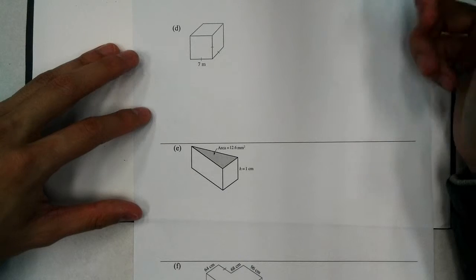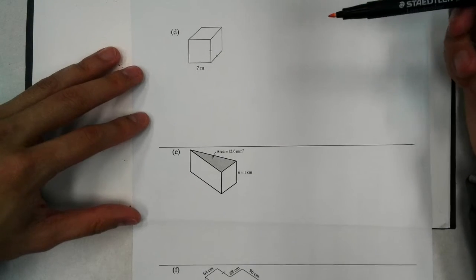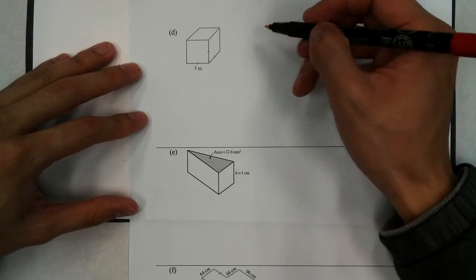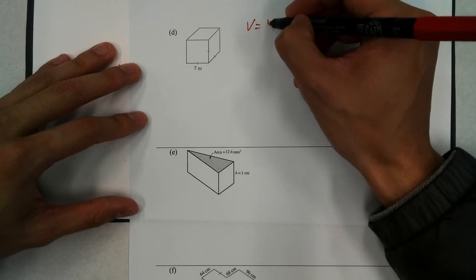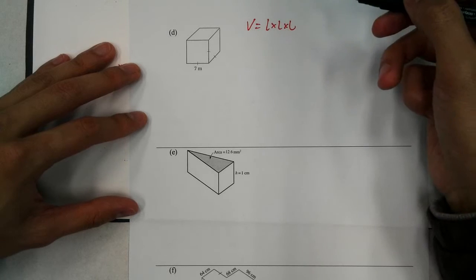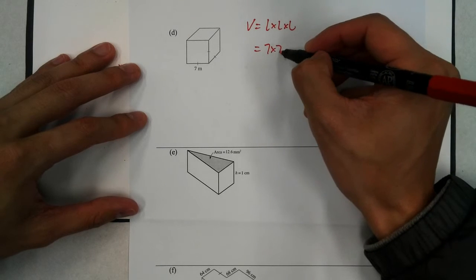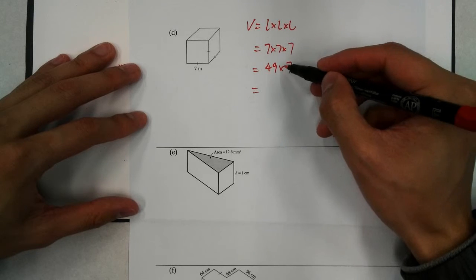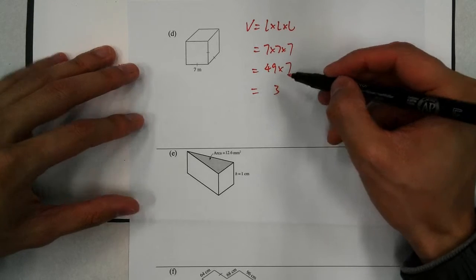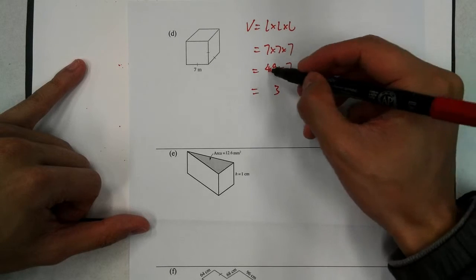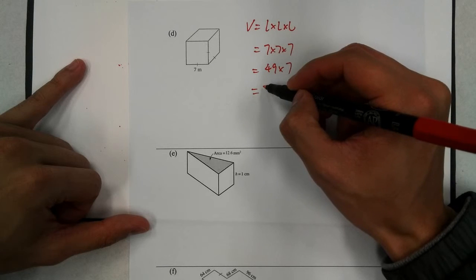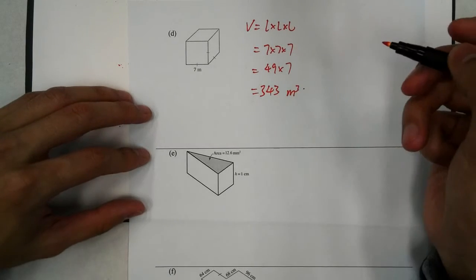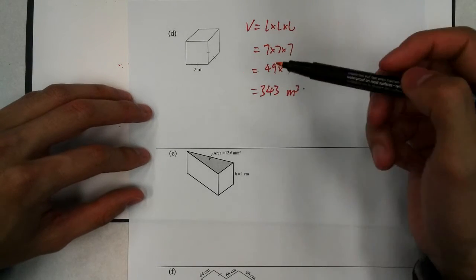Apart from that, we have shapes without the small cubes. So what we need to do is use the formula. Now this is a cube here. The volume of a cube is length times length times length, which is 7 times 7 times 7. 49 times 7: 4 times 9, 36, 4 times 7 is 28. And then it's meters cubed because the unit is meters.